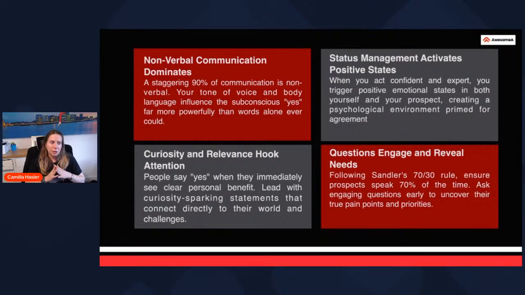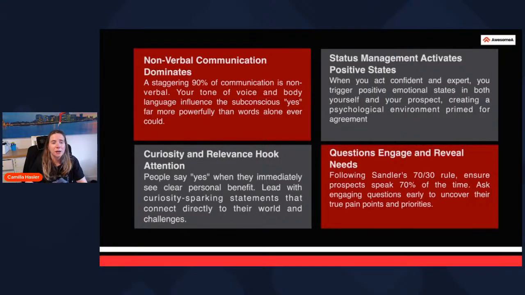Non-verbal communication does dominate, with a staggering 90% of communication being non-verbal. Your tone of voice and your body language will influence the subconscious yes. And this is a lot more powerful than words alone ever could be.